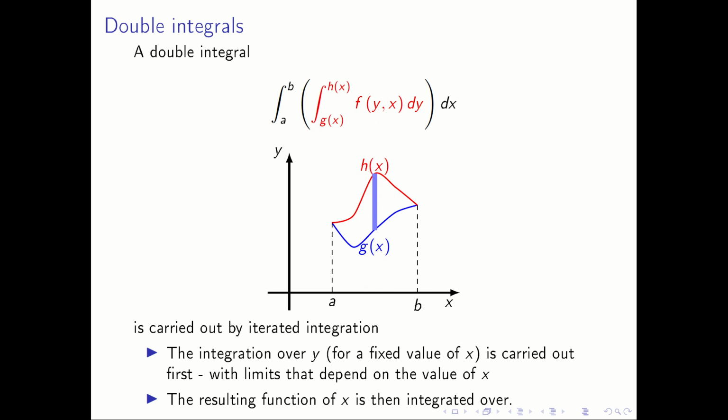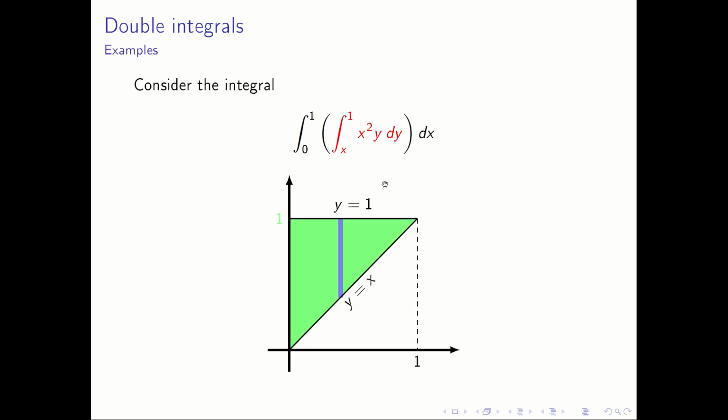So, as an example of this double integral, let me consider this particular integral. It's an integral of x squared y, the integrand, over y first, then over x, and the limits are given as x to 1 for y and 0 to 1 for x. And it's easy to see that this triangular region is the region over which the integral is being carried out. So, the limits for the y integral for a given value of x goes from the current value of x to 1, the upper limit. And as x changes, of course, this blue strip here becomes longer or shorter depending on which way you are moving. And when x goes all the way from 0 to 1, it traces out this particular triangular region.